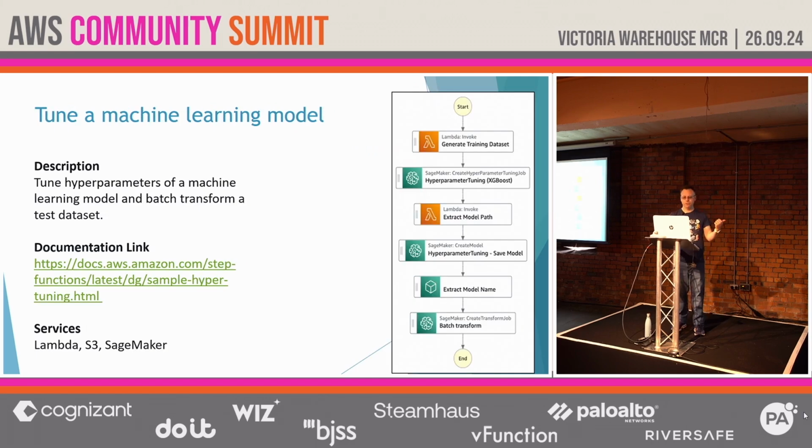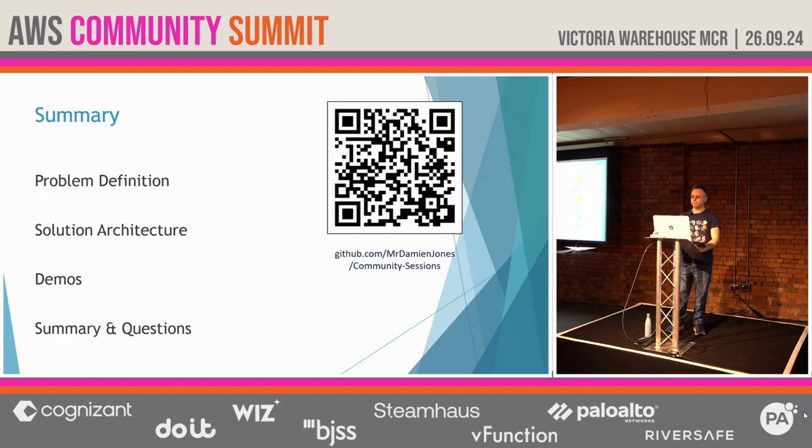You've got an AI use case as well. So this automatically tunes a model. It's using Lambda for your data movement and path extraction, and SageMaker for tuning and inference. And you can put EventBridge onto that as well if you need to.